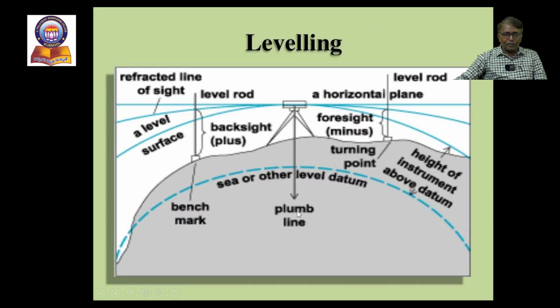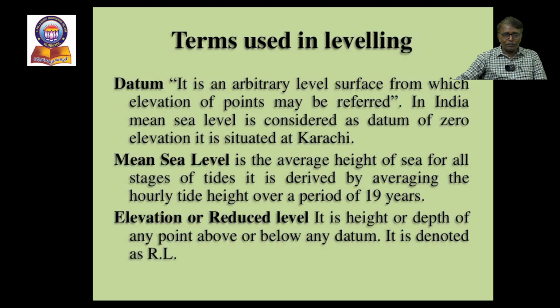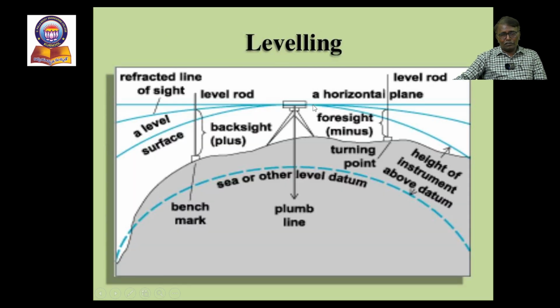Next, some more definitions. That is datum. Datum is an arbitrary level surface from which elevations of points may be referred. In India, mean sea level is considered as datum of zero elevation. It is situated at Karachi. With reference to that one, all the elevations are measured. And this line indicates the datum line. The blue color dash line is the datum line.